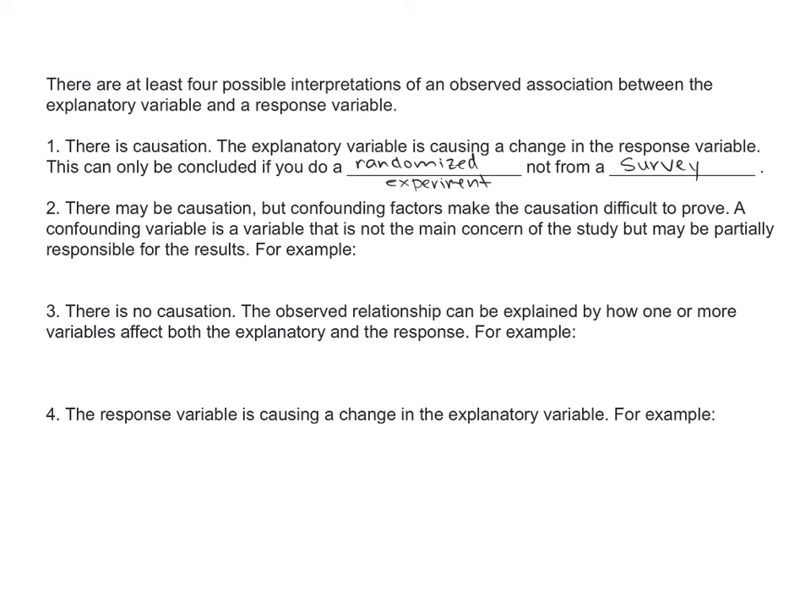There might be causation, but confounding factors make the causation difficult to prove. So a confounding variable is a variable that is not the main concern of your study, but it might be partially responsible for the results. For example, does lack of exercise lead to weight gain? And a possible confounder there would be diet or stress.